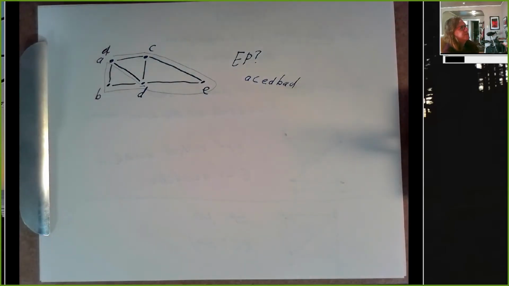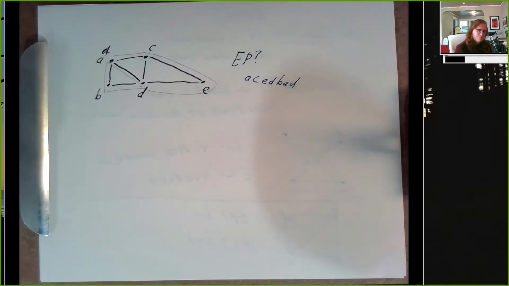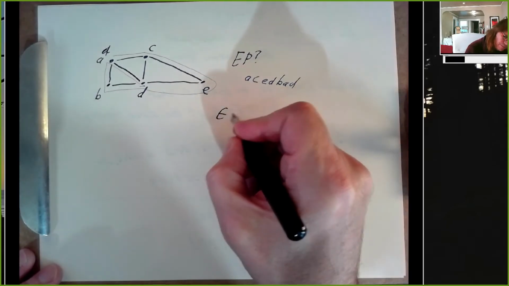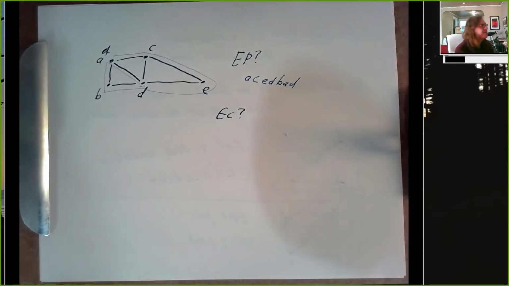And there's some other answers coming up in chat, and those look good, I believe, too. So yeah, we can start at one point and travel and visit every edge without visiting an edge twice, and that works fine. What about an Euler circuit? Can we find an Euler path that starts and ends at the same point?